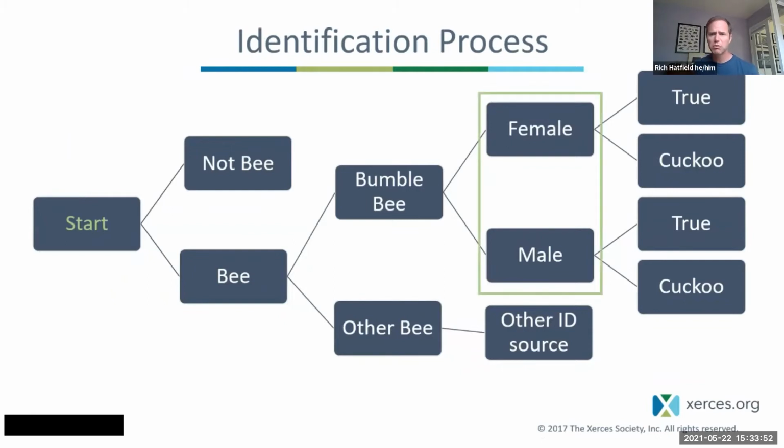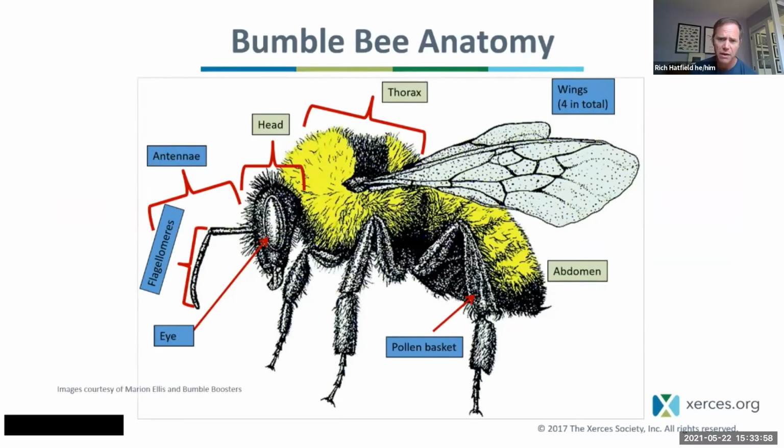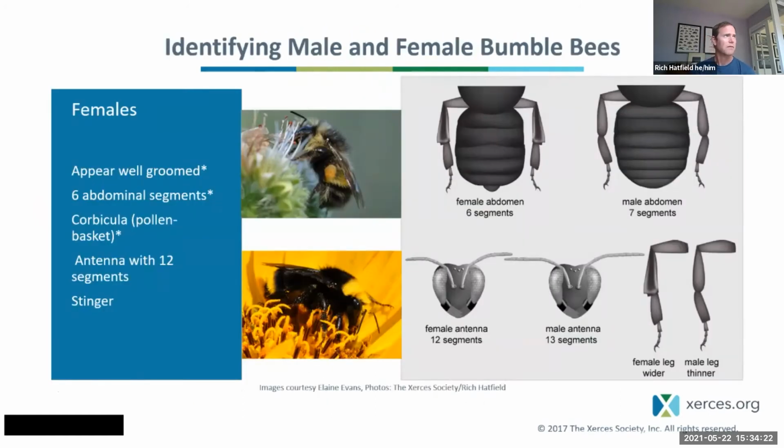Once we've got to bumblebee, then we need to think about, do I have a male bumblebee or a female bumblebee? To do that, we're going to look at different anatomical features. We're going to look at antennae. We're going to look at the legs and whether it has a pollen basket or not. And then we're also going to look at the abdomen and the shape and length of the abdomen, as well as the overall features of the bee. So there are some general characteristics that male bees have versus female bees.